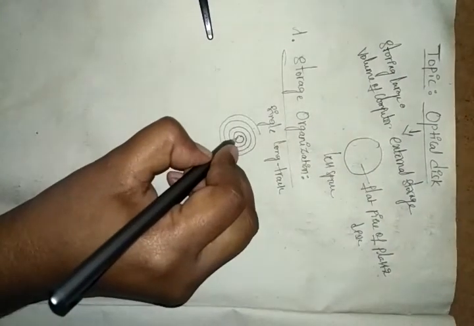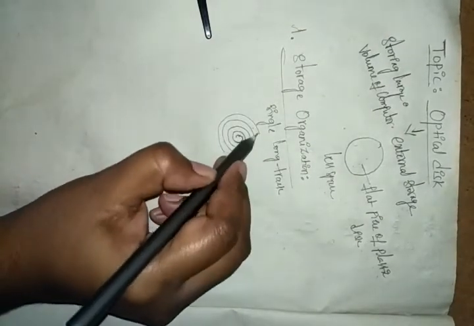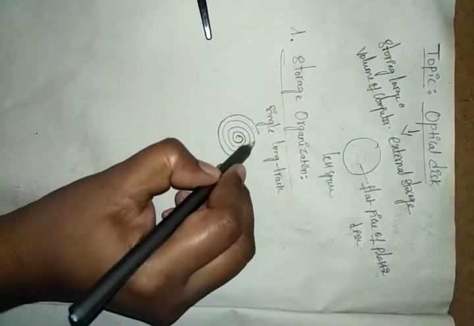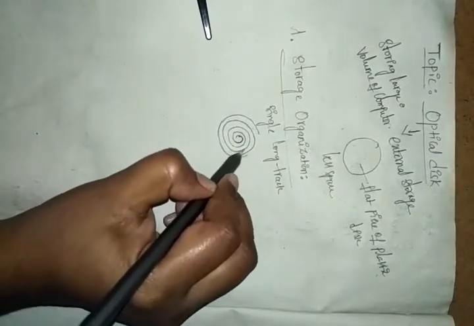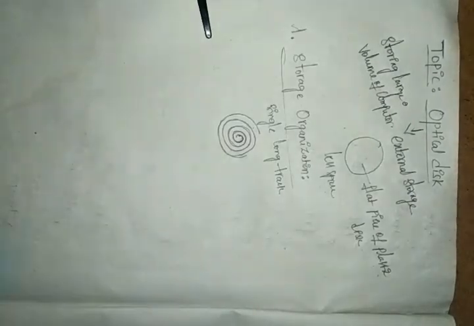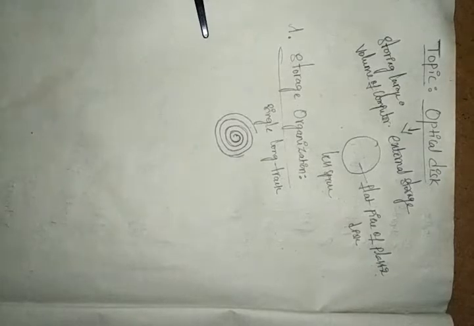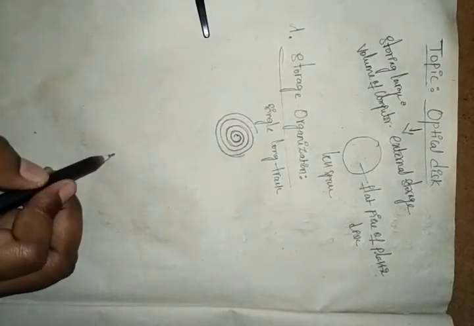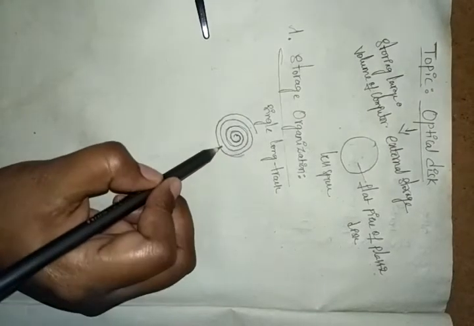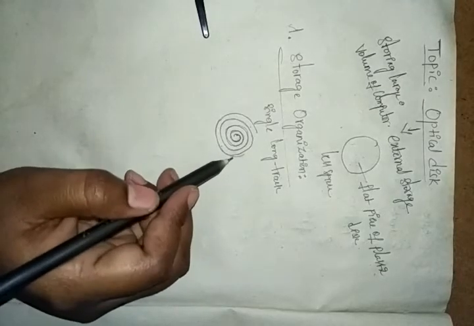This long track is read from the outer edge, and from the outer edge it is reading inwards like this, along a spiral track. So we can call this the track pattern on the optical disc.